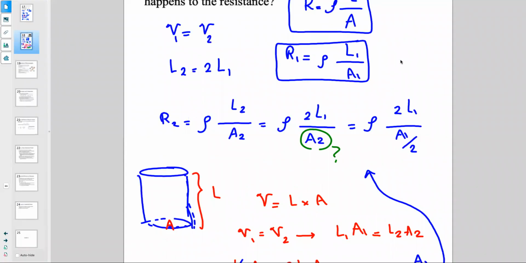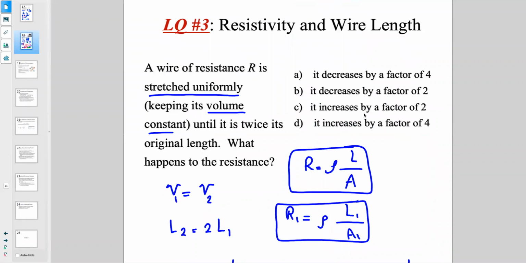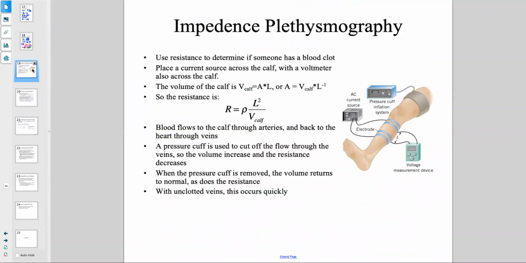So R2 is 4R1, by a factor of 2. It increases by a factor of 2 right there. Impedance plethysmography. I'm not going to read all the information on this slide, but essentially this will help you, if you were in pre-med, to understand how you can find a blood clot.